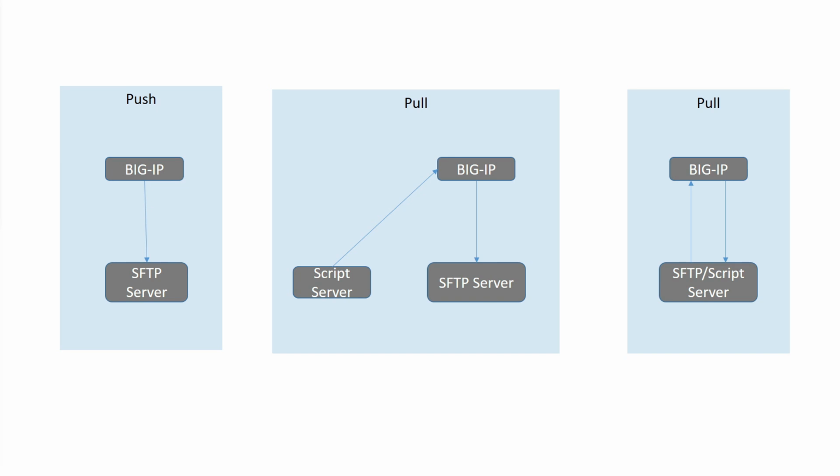We are going to implement the push solution. To achieve that, we would need a BIG-IP appliance or a BIG-IP virtual appliance and an SFTP server, at least from the infrastructure point of view. We should have basic knowledge of shell scripting or bash scripting, basic knowledge of Linux, the method of key exchanges, and knowledge about the crontab functionality in the BIG-IP.